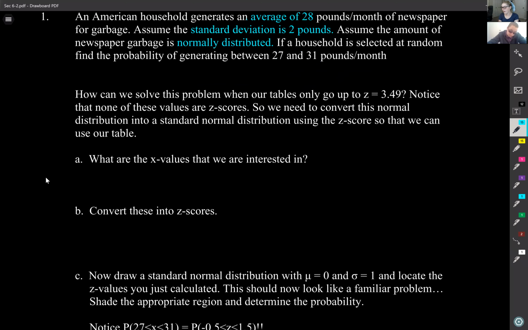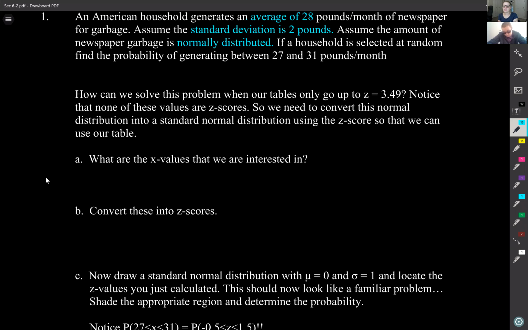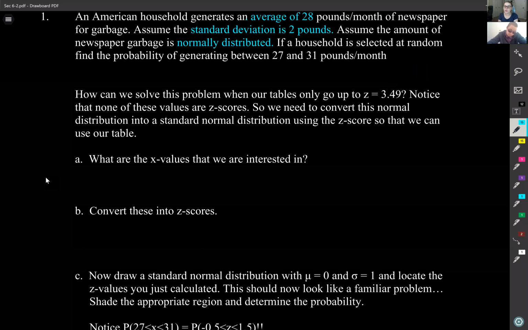Your notes say, how can we solve this problem when our tables only go up to z equals 3.49? Notice that none of these values are z-scores, so none of the stuff that we're given is a mean of 0 and a standard deviation of 1. Obviously, 28 is a lot higher of a mean than 0, and a standard deviation of 2 is bigger than a standard deviation of 1. So we have this problem that our tables don't go up this high, so we need to convert the information we're given into a standard normal distribution so that we can use this table that we have.